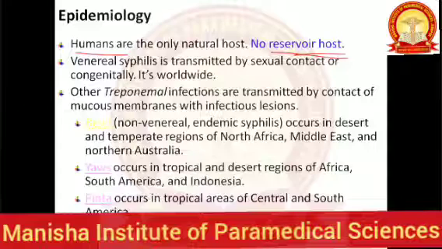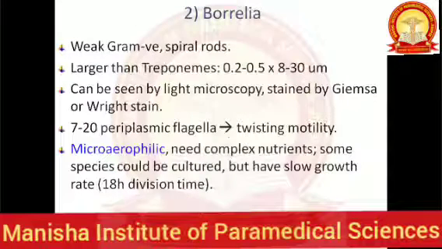Now let us move on to the next type, which is Borrelia, which is also a gram-negative spirochete with a spiral rod-shaped structure. And again, they possess flagella, but instead of 3 flagella as in Treponema, we have 7 to 20 periplasmic flagella, and these flagella provide them twisting, screw-like motility from one place to another.